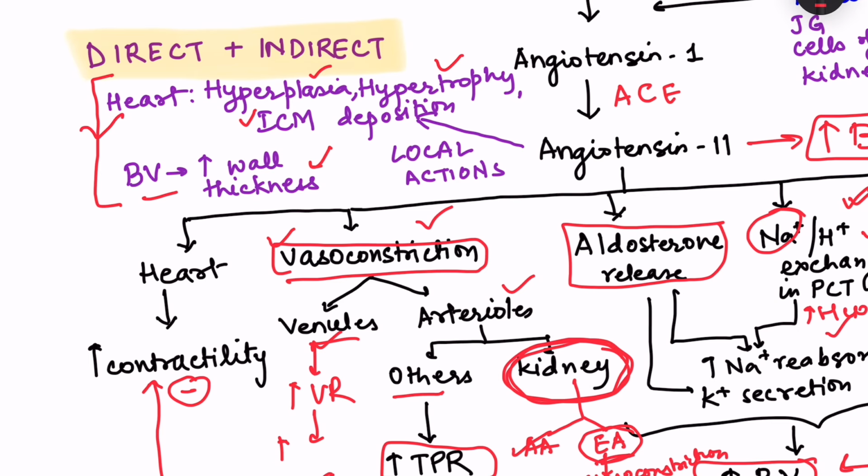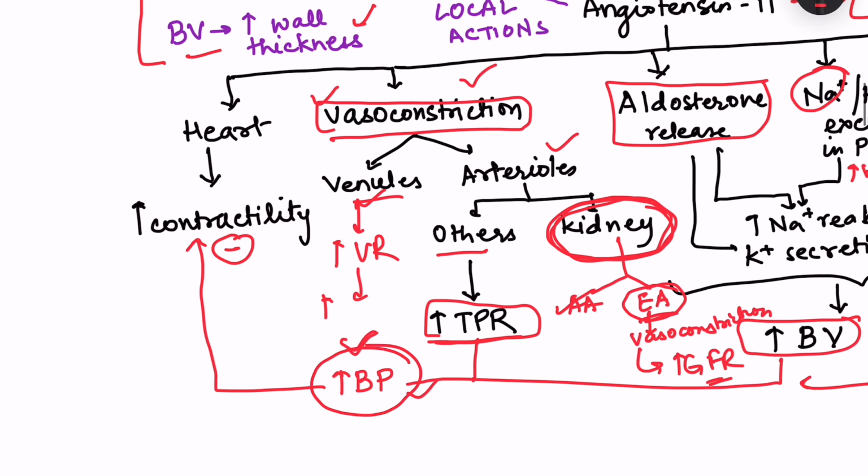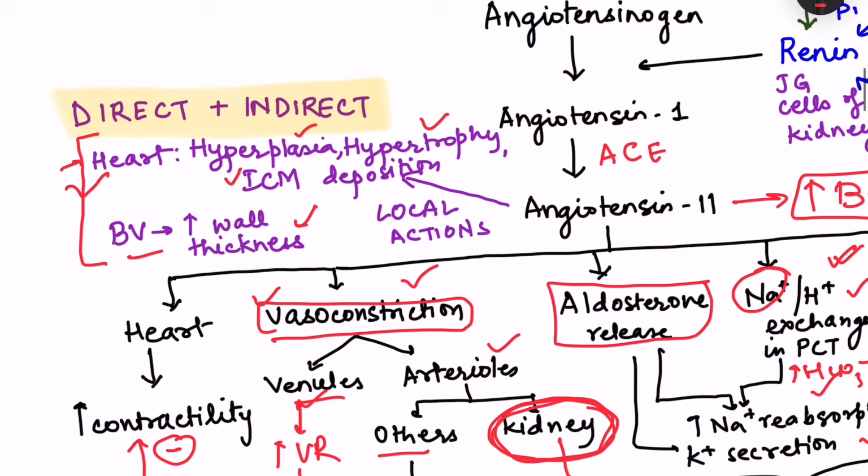Indirectly also it increases these effects. How? See, we are telling that it is increasing the blood pressure, it is increasing the afterload, and because of this the heart has to keep pumping more against this huge resistance. Afterload is the resistance offered to the heart. So now heart has to pump against this resistance, so that also causes hyperplasia, hypertrophy and ICM deposition. And the blood vessel wall also thickens. Why? Because in the blood vessels there is more pressure, so that initiates some remodeling changes in the blood vessels, so that there is increase in the wall thickness.